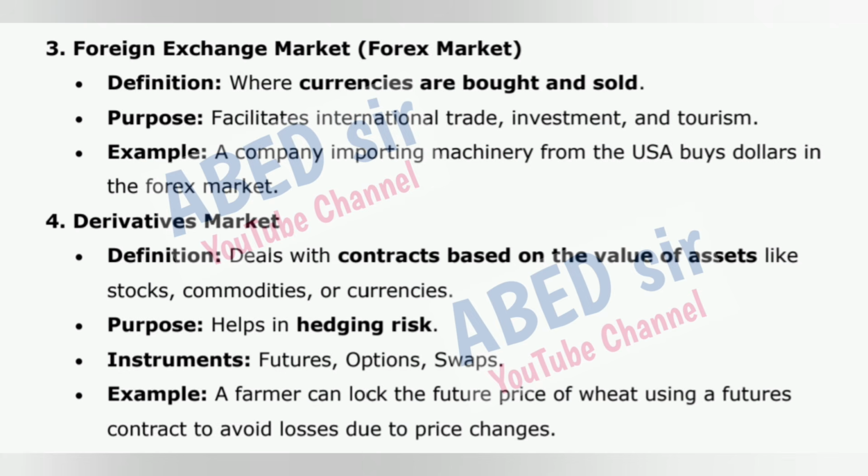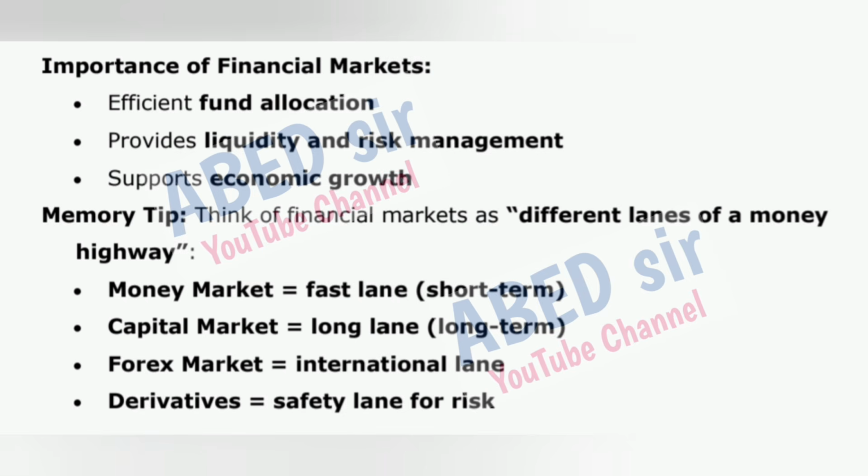4. Derivatives market. Definition: deals with contracts based on the value of assets like stocks, commodities, or currencies. Purpose: helps in hedging risk. Instruments: futures, options, swaps. Example, a farmer can lock the future price of wheat using a futures contract to avoid losses due to price changes.